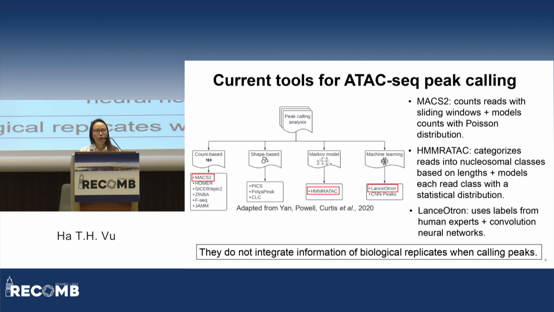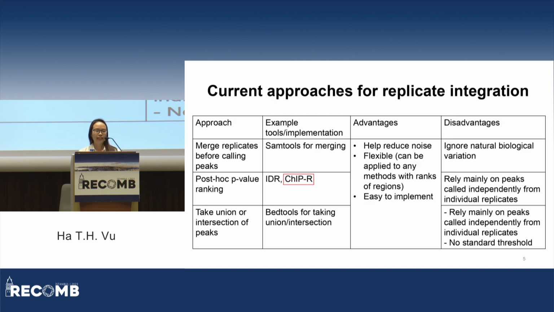So how are we currently integrating information from replicates? There are multiple approaches. People can either merge replicates before doing peak calling and call peaks on one merged file. We can also do post-hoc p-value ranking to potentially eliminate the false positive peaks. And the last approach, which is also the simplest one, is to take the union or intersection of the peak sets.